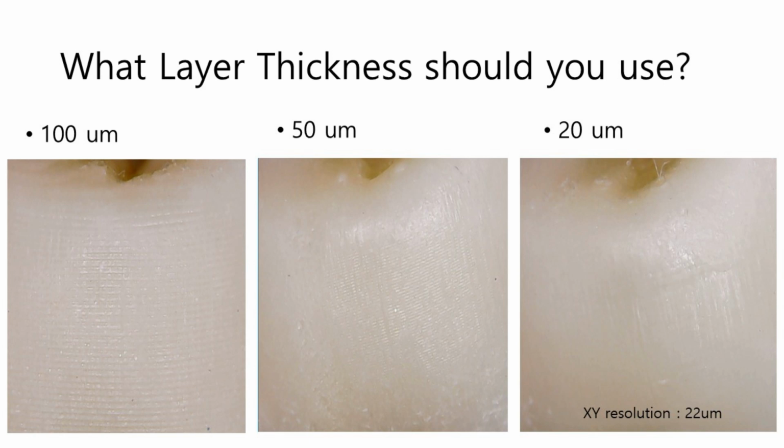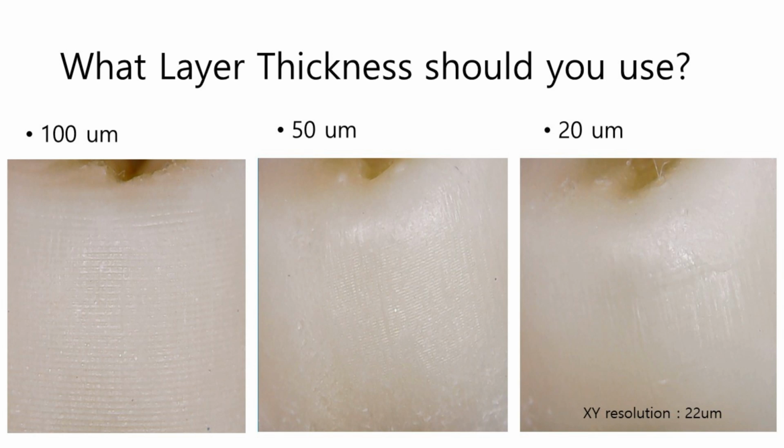On the other hand, a 20 microns layer thickness is very detailed, with layer lines almost invisible and a glossy surface. Such high-resolution printing is particularly suitable for final prosthesis output, providing an excellent surface finish. Therefore, it is important to choose the right layer thickness based on the type of prosthesis and its requirements.